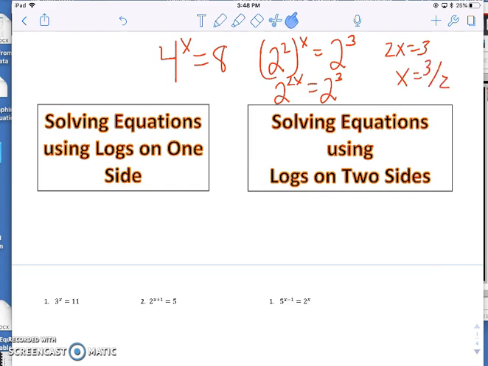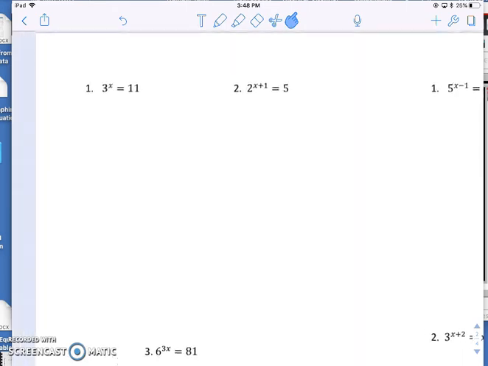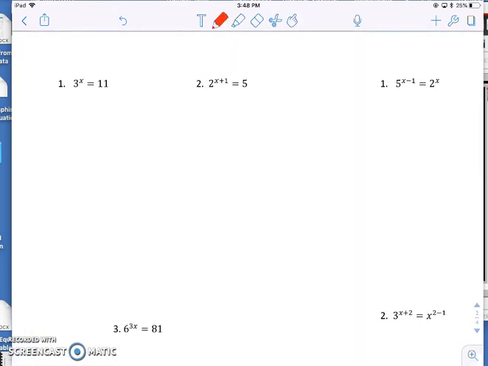But we came into some problems when you couldn't have a common base. So we're going to take a look at this one. These first ones here have the x on one side. So 3 to the x equals 11. We can't rewrite these with a common base, so we'll rewrite it as a log. I'm going to put the x first. We solve for our exponent, so x equals log base 3 of 11.